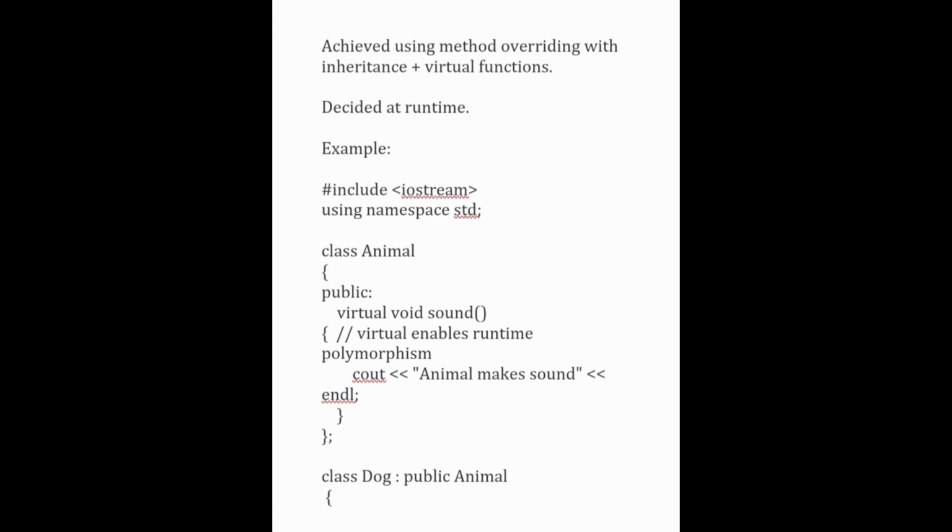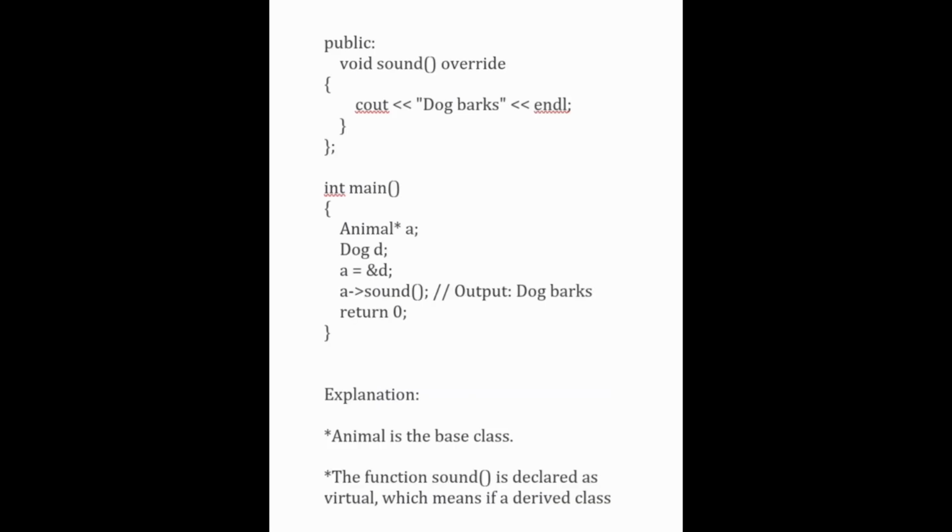#include <iostream>, using namespace std; class Animal { public: virtual void sound() { cout << "Animal makes sound" << endl; } }; class Dog : public Animal { public: void sound() override { cout << "Dog barks" << endl; } }; int main() { Animal* a; Dog d; a = &d; a->sound(); return 0; } Animal is the base class.